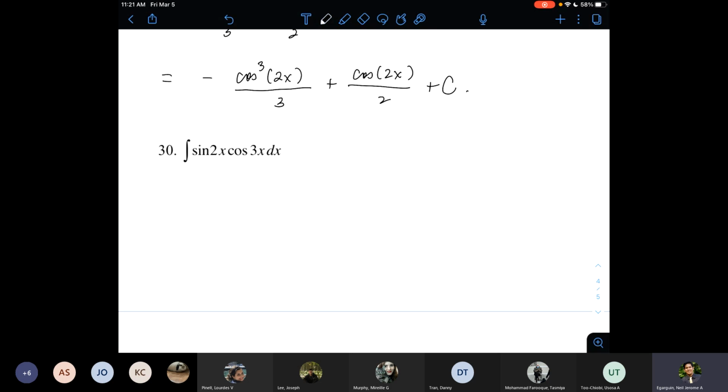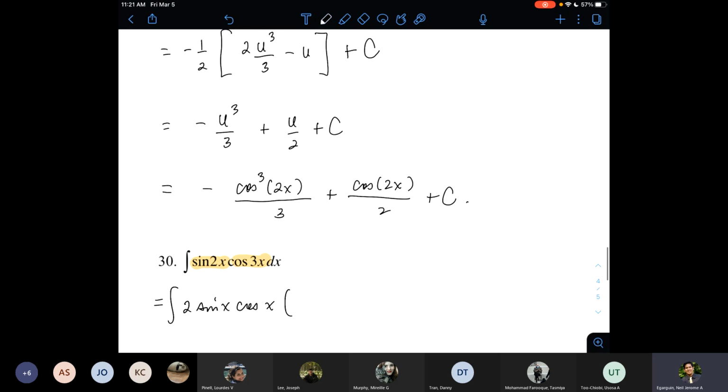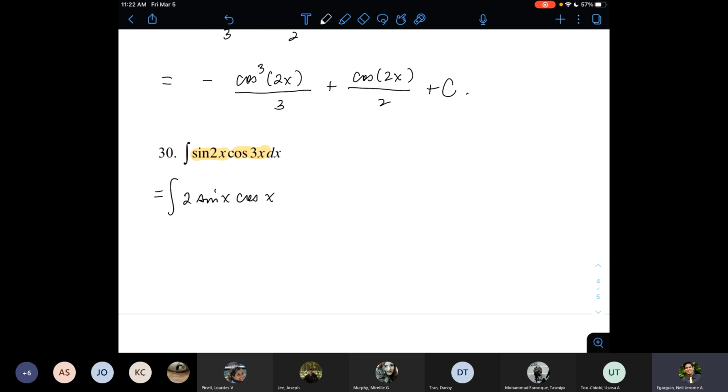So this one is a little bit hard because here we have a sine 2x and a cosine 3x. So what I can do here is to use the identity for sine 2x. It's 2 sine x cosine x. And then for cosine 3x, I will use the sum identity. Maybe I should do it step by step here. I can write it as cosine of 2x plus x dx, right?